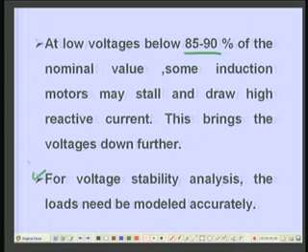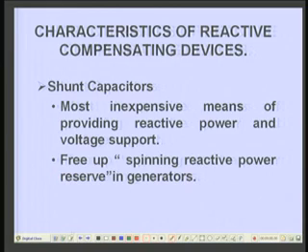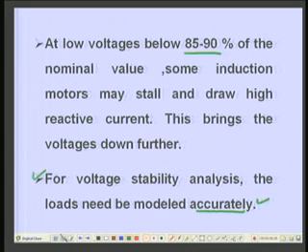For voltage stability analysis, loads need to be modeled accurately. This is a very important point actually. When I talk about voltage stability analysis, one has to model the loads: industrial loads, maybe induction motor loads, and the thermostatically controlled loads. We have to model the operation of the under load tap changers, right. Then in addition to this, one has to model the behavior of the shunt capacitors which are there in the distribution system for reactive power compensation.